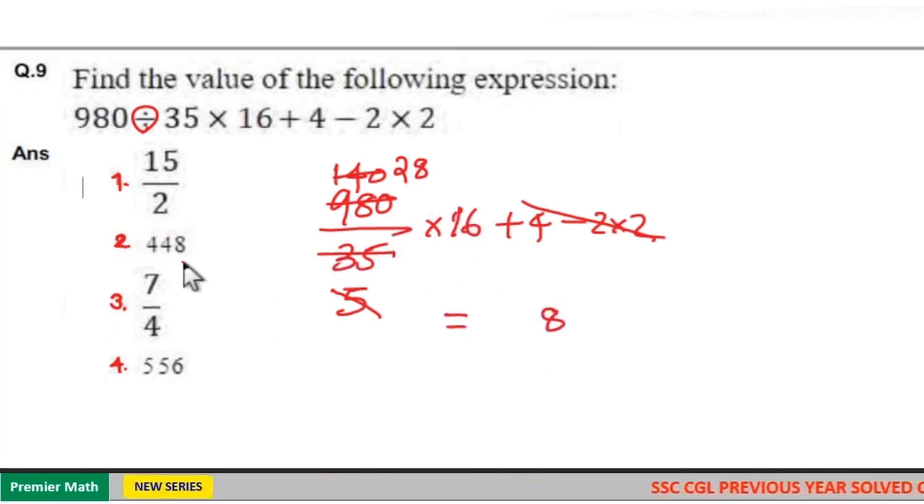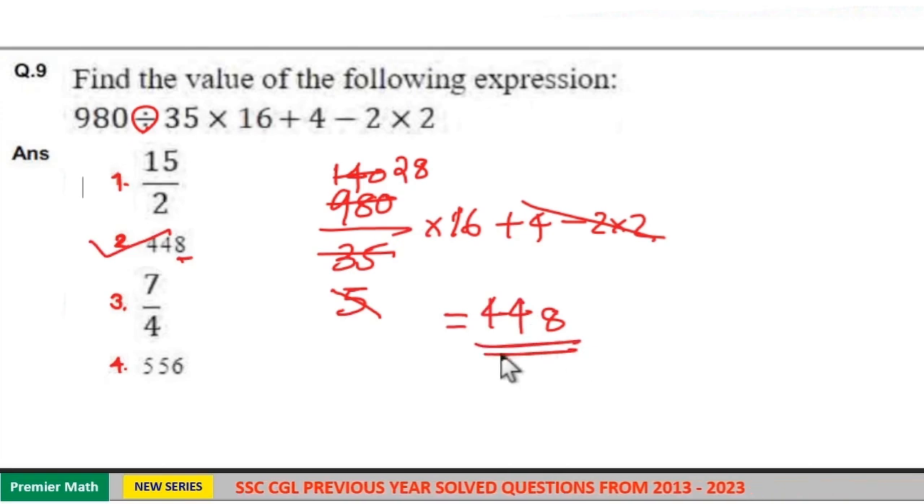Here 8 at the end. This is anyway a whole number. 8 at the end, option 2 is your answer. That is 28 into 16 is equal to 448.